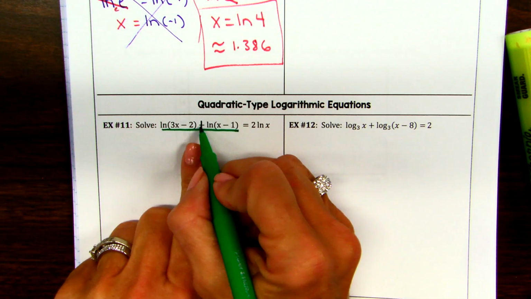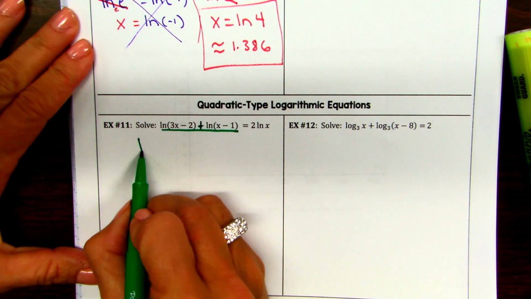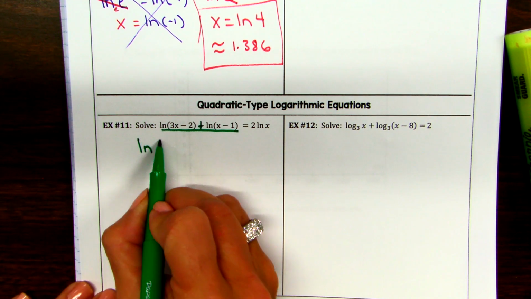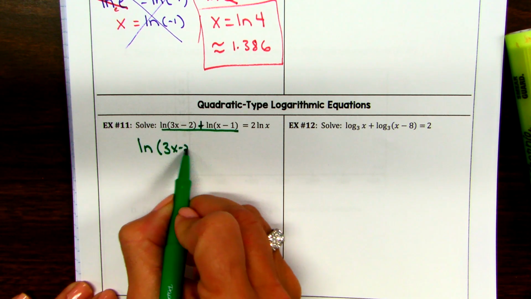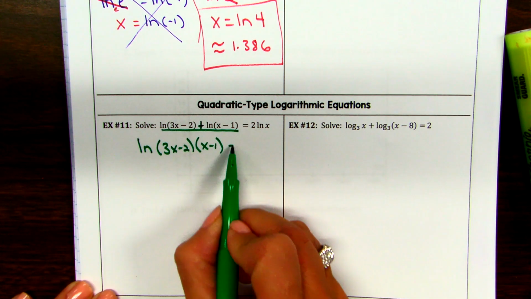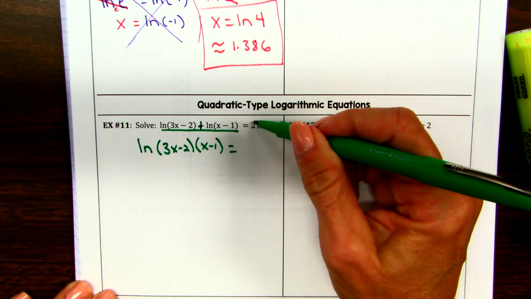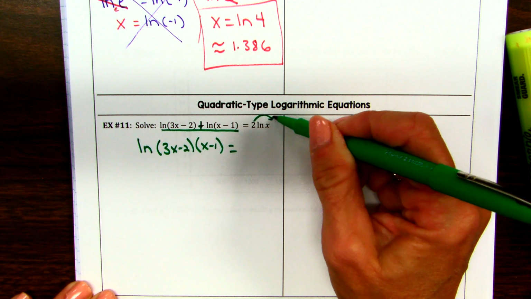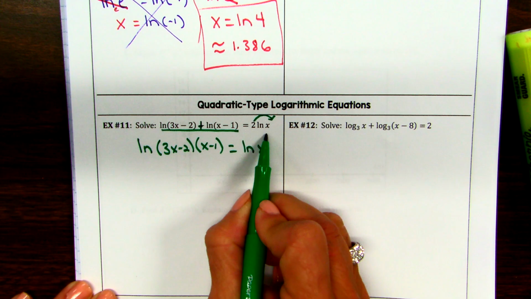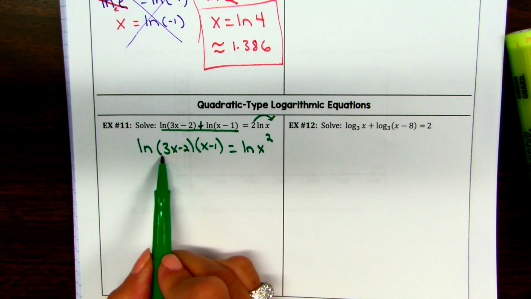Remember, addition and multiplication go together. So I'm going to write ln one time, and then I'm going to multiply 3x minus 2 times x minus 1. I'll do that in a second. On the other side of the equation, I can apply the power property. Remember, if a number is in front, I can rewrite it as an exponent. Okay? Now I'm going to multiply this.